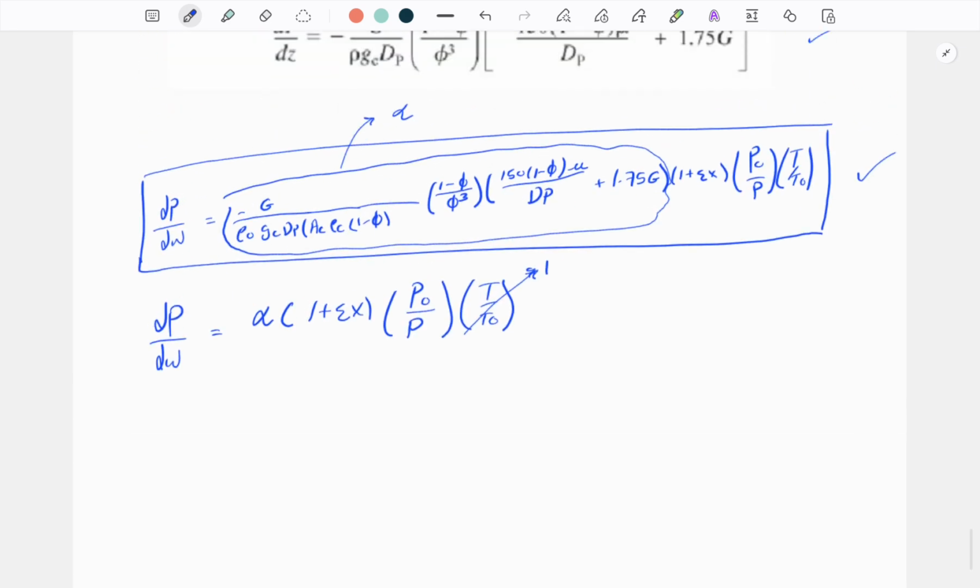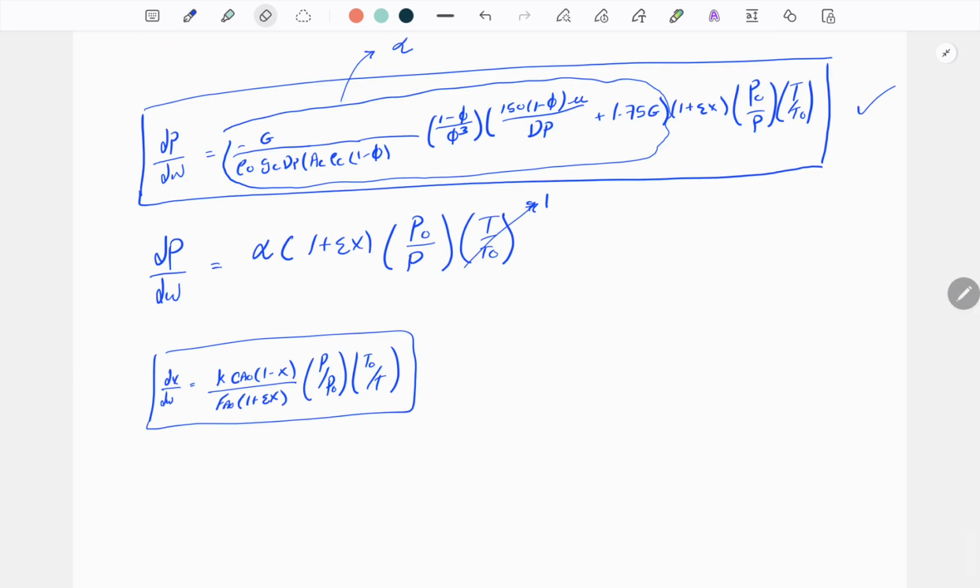Our dx over dW is this equation right here, which we solved in the first class using the material balance of the packed bed reactor. We can also get rid of this term here, which is 1. We can rewrite it as dx over dW equals K Ca naught times 1 minus x divided by Fa naught times 1 plus epsilon x.